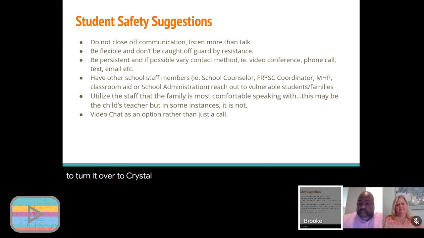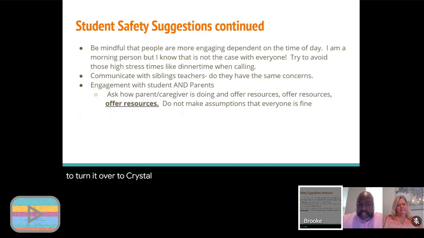Video chat is an option rather than a call. Like I said, with video chat, you can see more of what's going on in the home rather than a phone call. On the next slide, these are some more student safety suggestions.